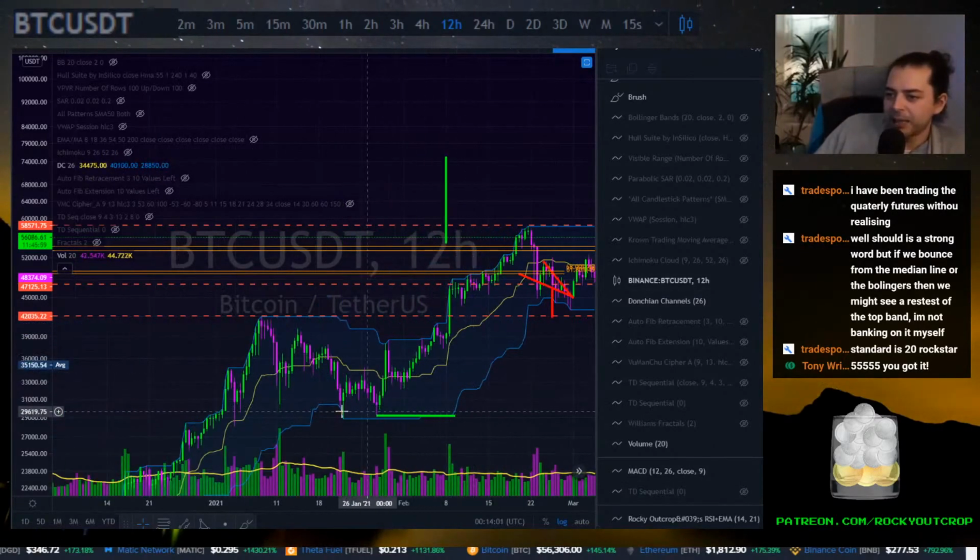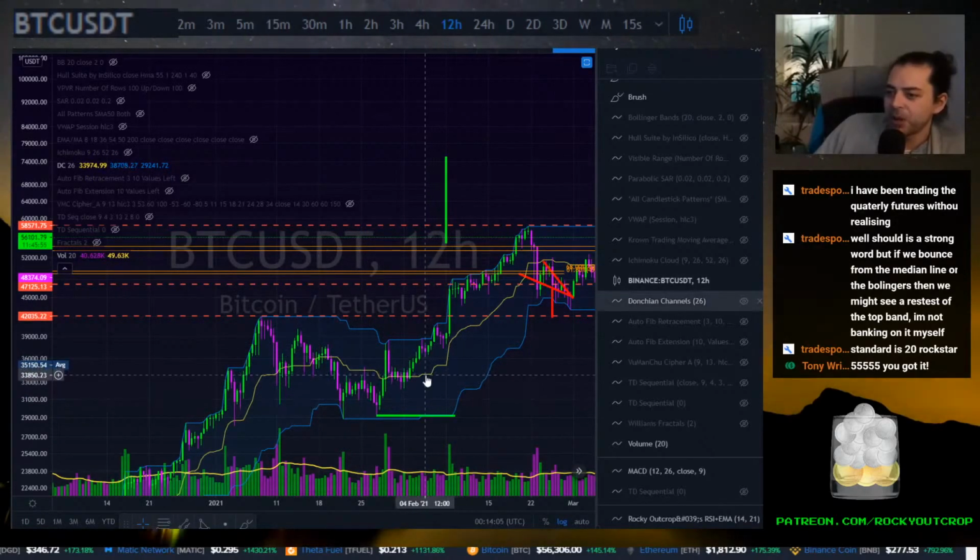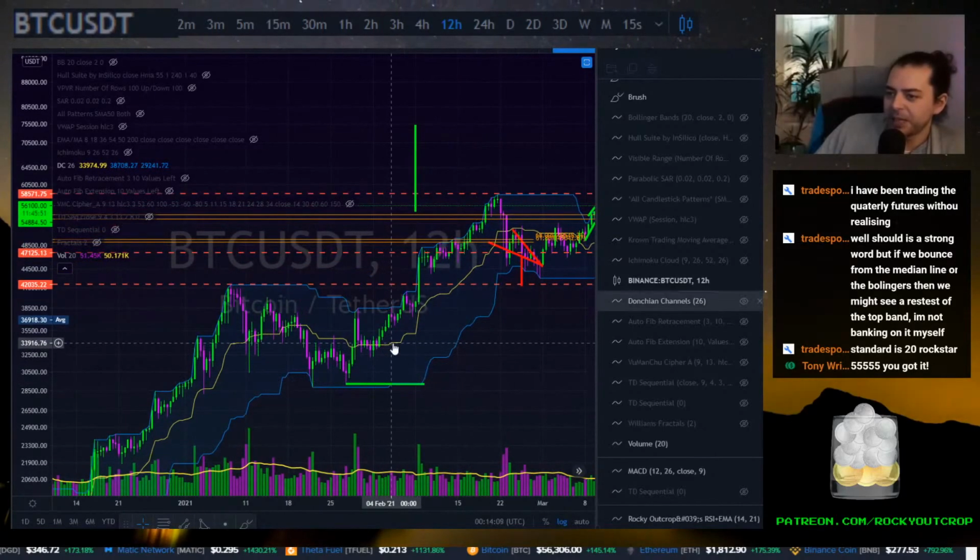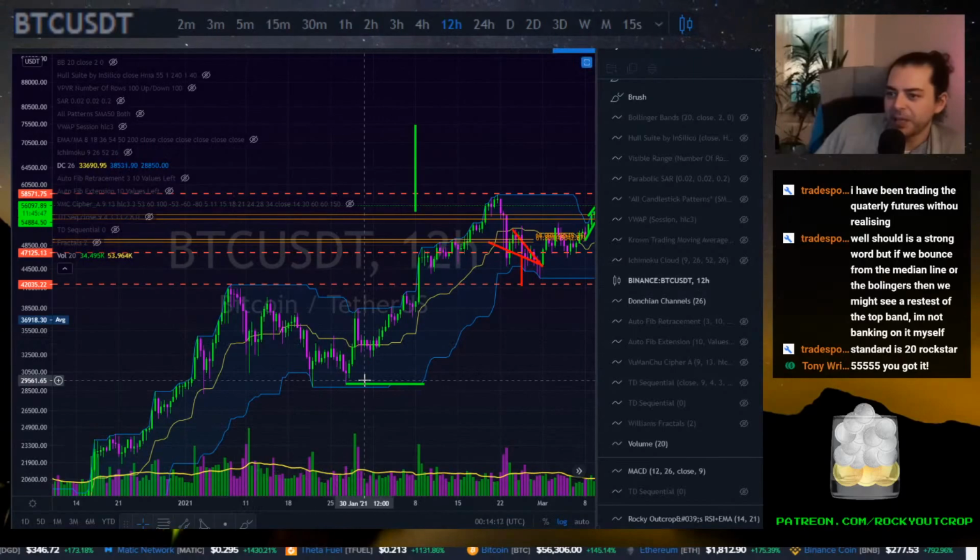And that's mostly essentially it. But you also have this median line. And what is this median line here? Well, this median line is the 50% between these 2 points.